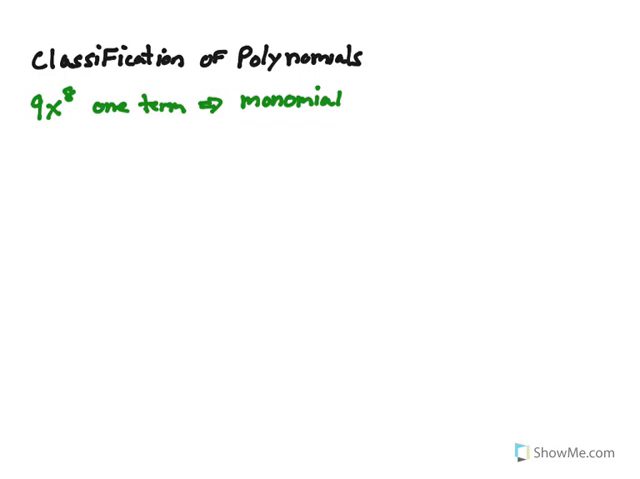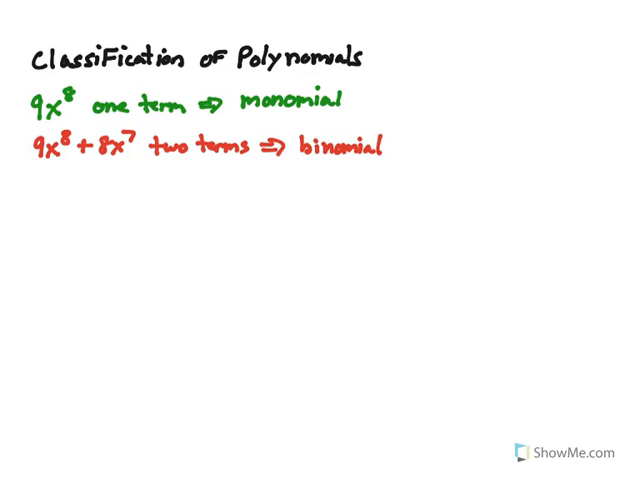Okay. If you look at this example, that would be two terms, and then we would designate that as a binomial. Bi meaning two. Okay?